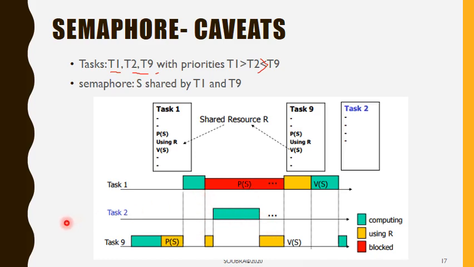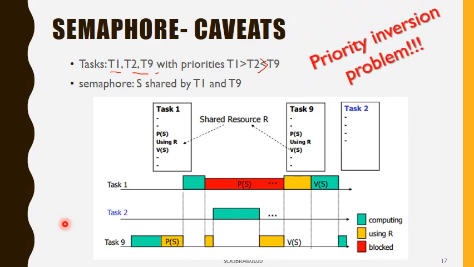And this is what we call in the literature the priority inversion problem. It feels as if task number 2 has the highest priority and task number 1 has the second highest priority, as if those priorities are inverted now. And you need to think of the possible solution for that, as you need to think of the possible solution for the deadlock problem.